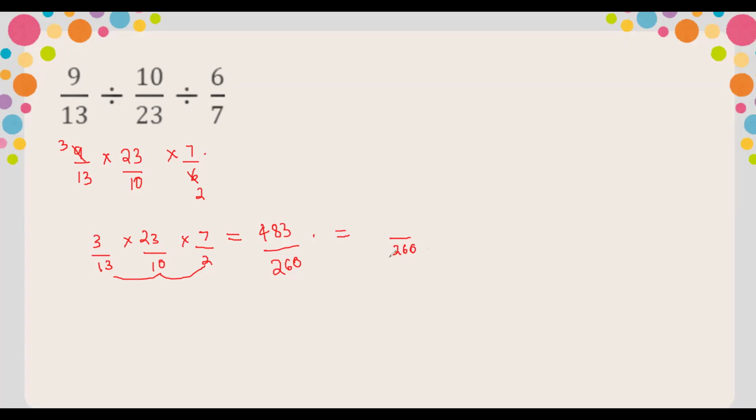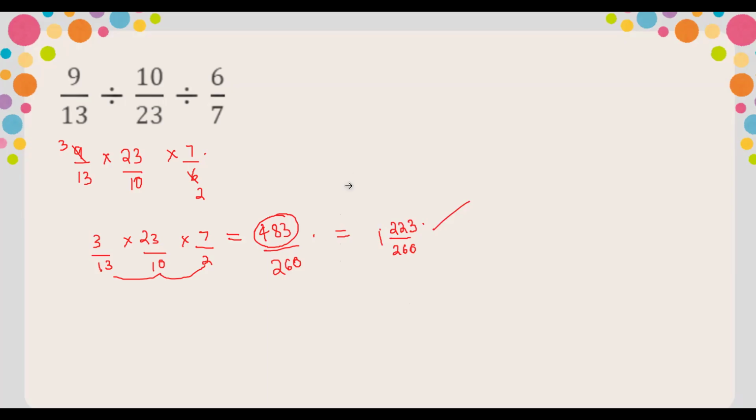Now, what is the closest number to 483 in the table of 260? It is 260 itself. So 260 ones are 260. Plus what will give you 483? What number will you add to 260 to get 483? You will add 223, right? So 260 ones are 260 and 260 plus 223 will give you 483. Yes. So our final answer is 1 223 by 260. Correct.